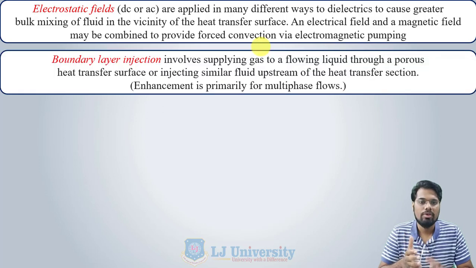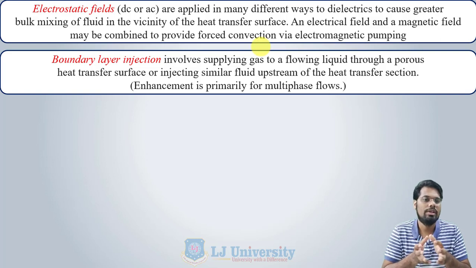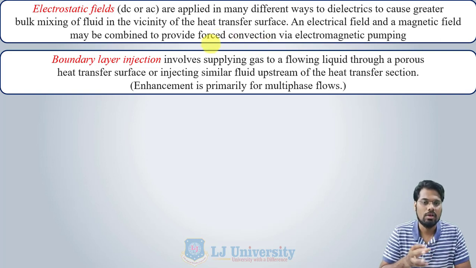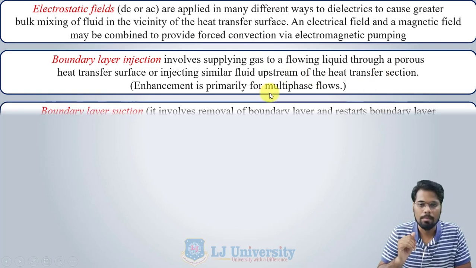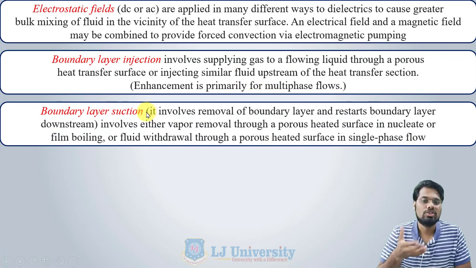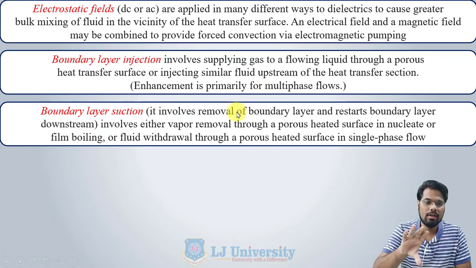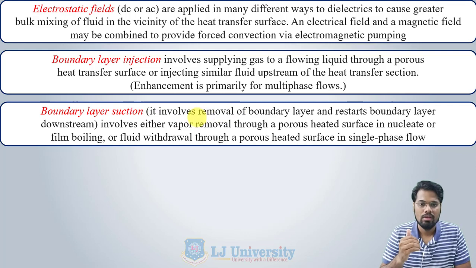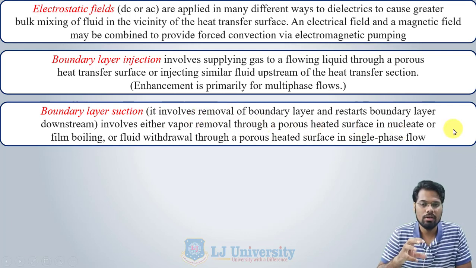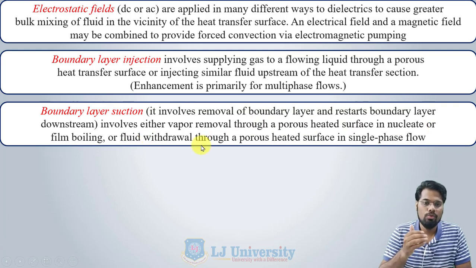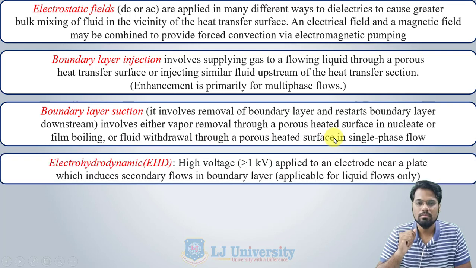Then boundary layer injection involves supplying gases to a flowing liquid through a porous heat transfer surface, or injecting a similar fluid upstream of the heat transfer section. This enhancement is primarily for multi-phase flow. Then boundary layer suction involves the removal of the boundary layer and restarting the boundary layer downstream. It involves either vapor removal through a porous heated surface in nucleate or film boiling, or fluid withdrawal through a porous heated surface in a single phase flow.